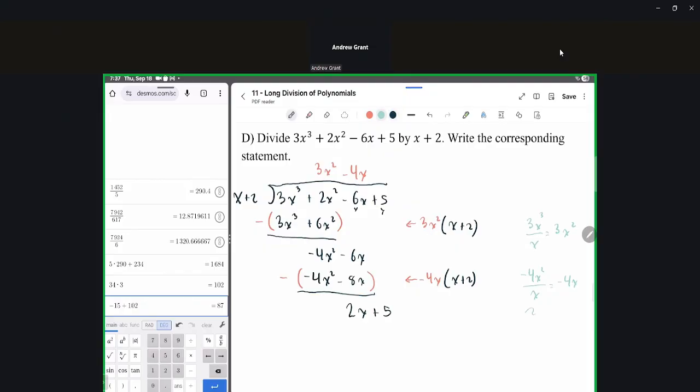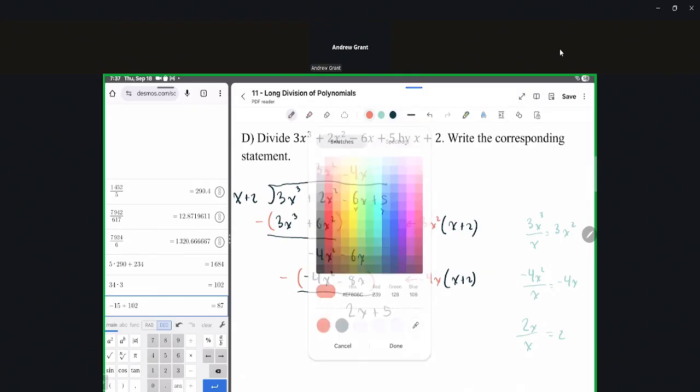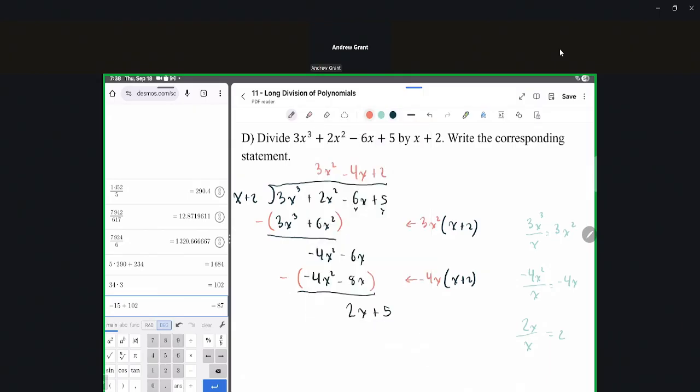So 2x divided by x will be equal to 2, just a positive 2, so we're going to write that above. So it's going to be plus 2. And so on this line, we're going to write 2 multiplied by x plus 2. So 2 times x is 2x. 2 times 2 is going to give us positive 4. And we want to subtract this. So 2x minus 2x, 0. 5 minus 4 is 1.